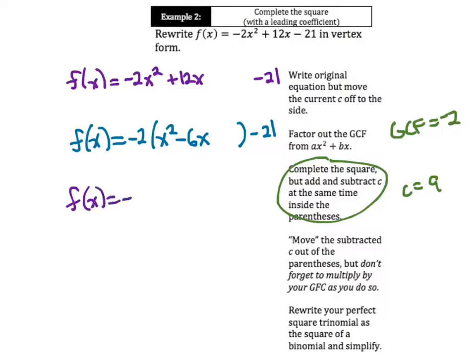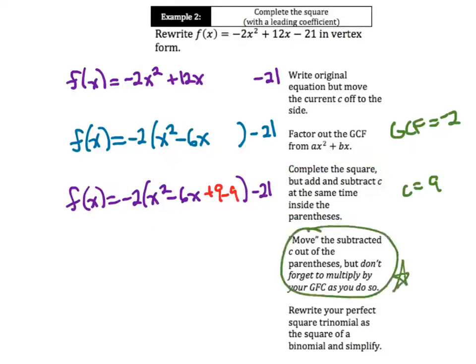F of x equals -2, plus 9 and minus 9. Close the parentheses, minus 21. Can't forget that minus 21. Don't forget about it. Now I'm going to move out that -9. But I can't just take it out because it's being multiplied by that -2, right? So when I move that out, oh sorry, I'm on this step right here.